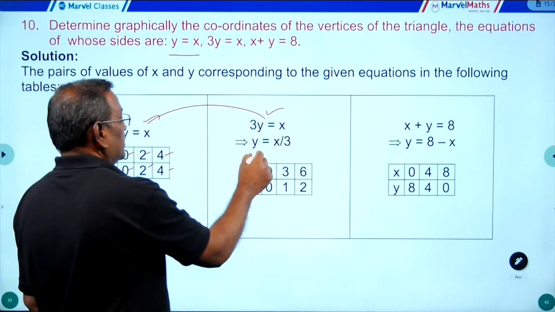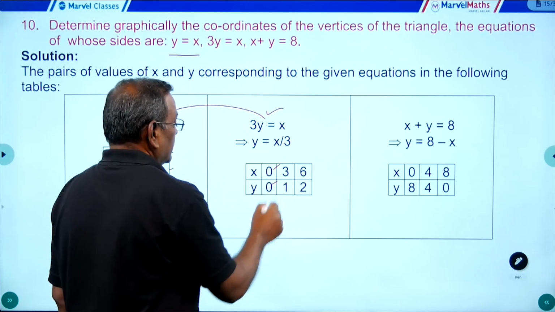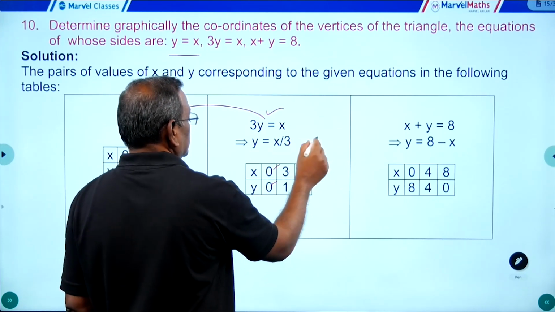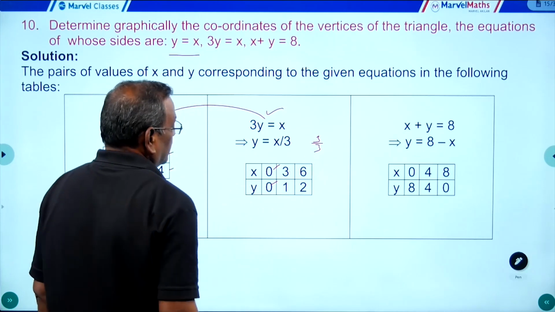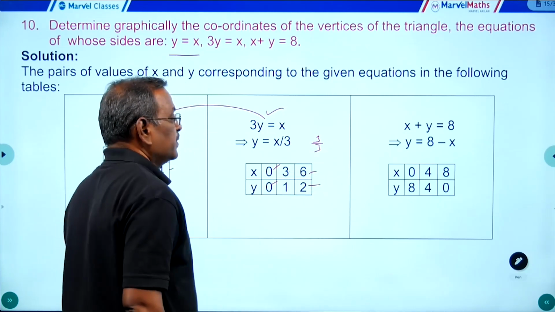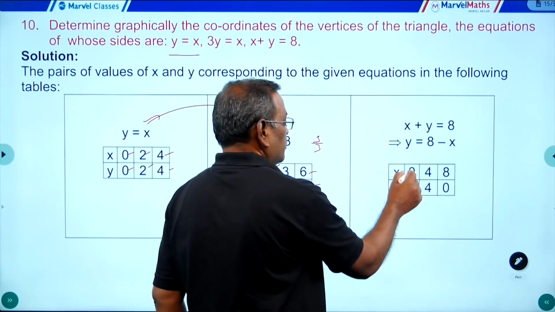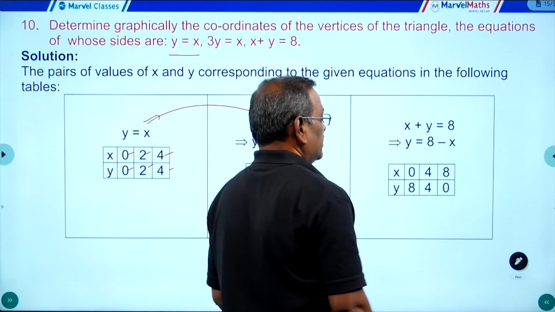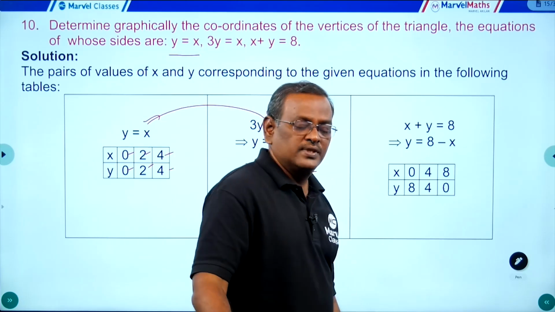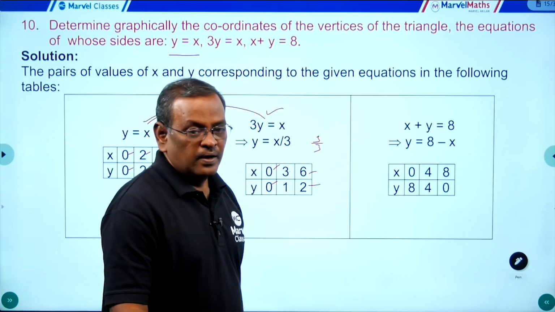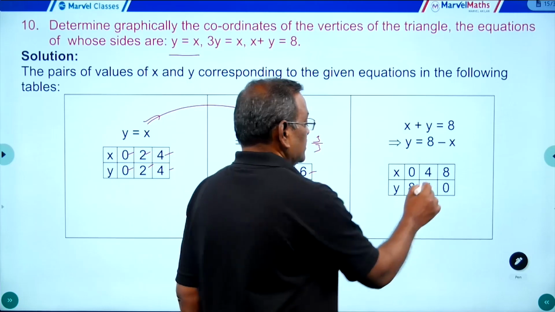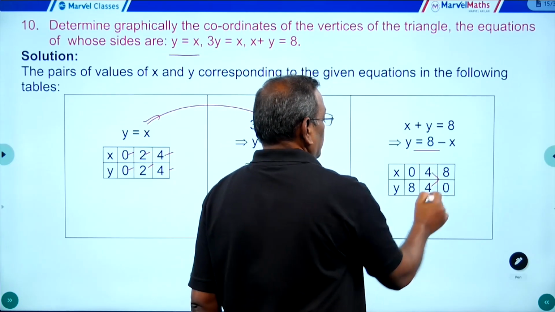And here take x equal to 0, y equal to 0. When x equal to 3, substitute 3 by 3, what is the value of y? 1. When x equal to 6, y equal to 2. And x plus y equal to 8. As usual method, take x equal to 0, y equal to 8, and y equal to 0, x equal to 8. And for the third option, always take simple data which gives an integral solution. When x equal to 4, y equal to 4.